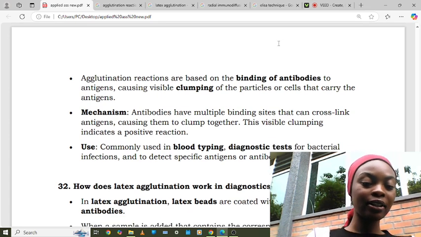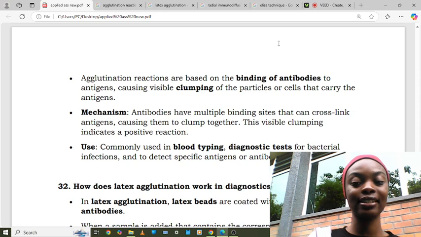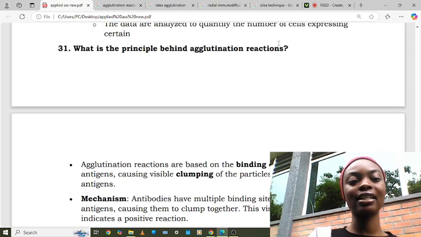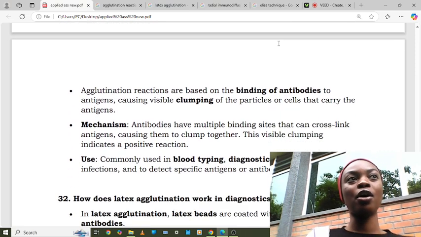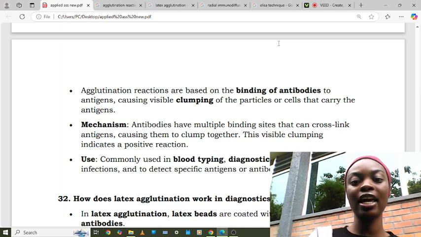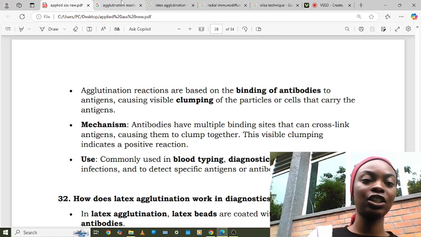Use: commonly used in blood typing, diagnostic tests for bacterial infection, and to detect specific antigen or antibodies in a sample. As I said, agglutination reaction is just a process which happens when an antigen and antibodies are binding together. We observe some clumps, and these clumps mean there is an agglutination.